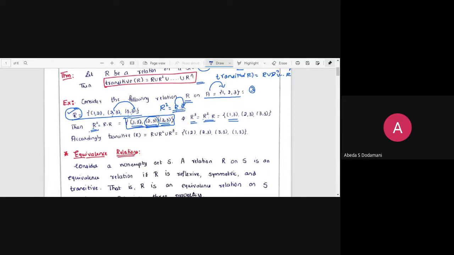So 2 is related to 3 and 3 is related to 3 here. 3 is related to 3 here. So therefore 2 is related to 3. Similarly, 3 is related to 3. 3 is again related to 3. Hence 3 is related to 3. So therefore this is our R cube.